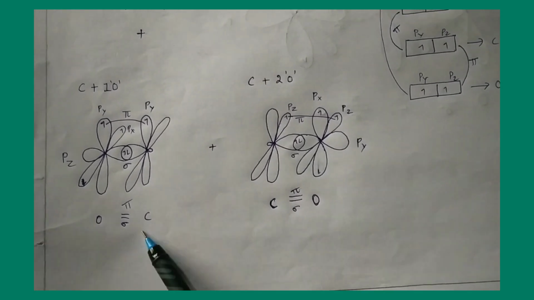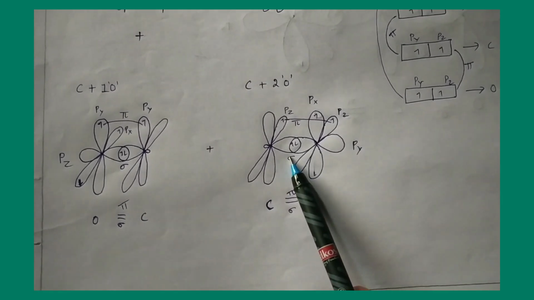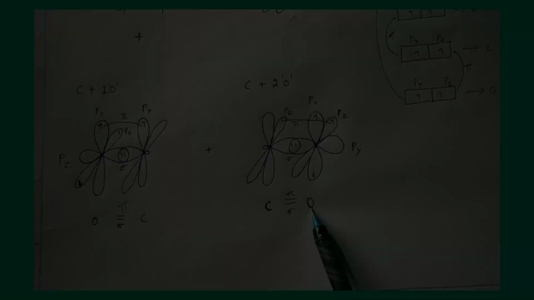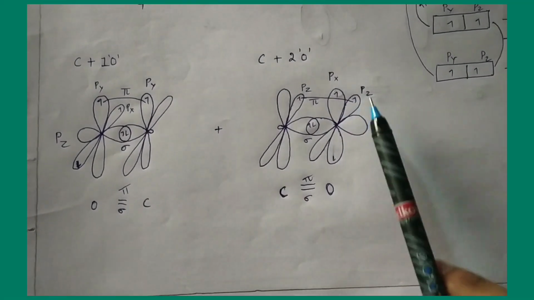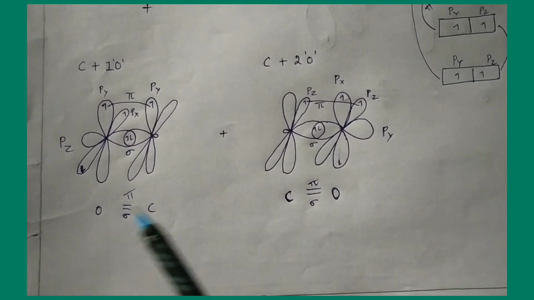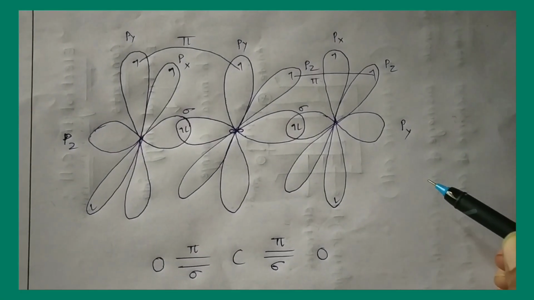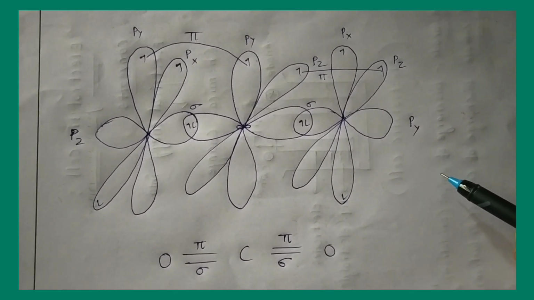Okay, so by overlapping of the hybrid orbitals, sigma bonds are formed. By sidewise overlapping of py orbitals and pz orbitals, pi bonds are formed between the central atom carbon and the two oxygens. This is the complete orbital structure of the CO2 molecule.